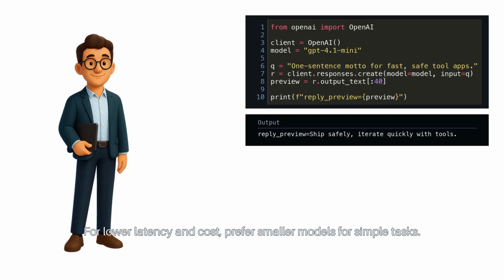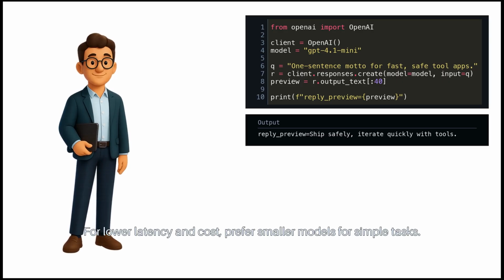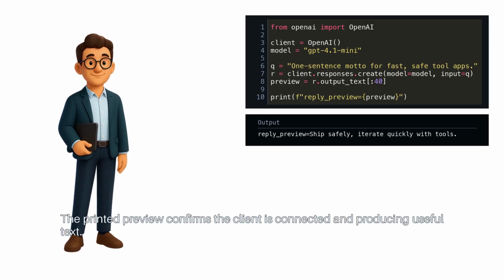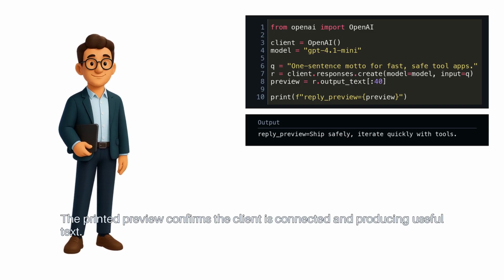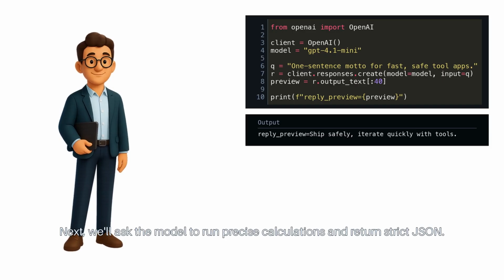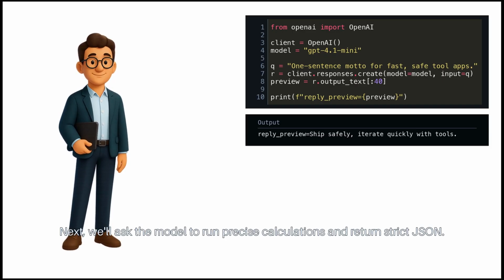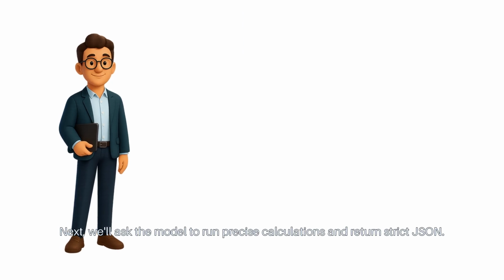For lower latency and cost, prefer smaller models for simple tasks. The printed preview confirms the client is connected and producing useful text. Next, we'll ask the model to run precise calculations and return strict JSON.